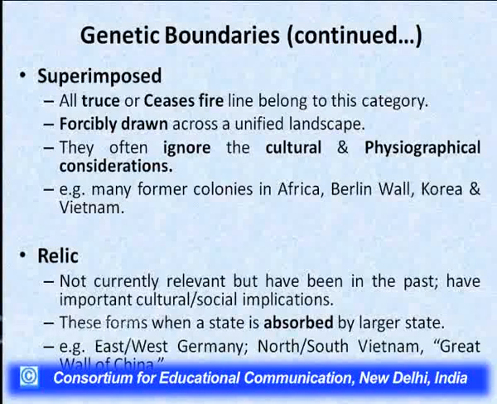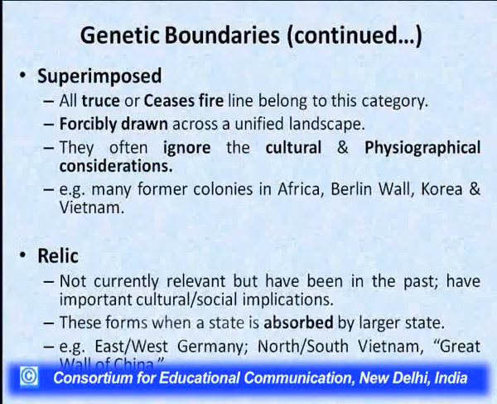Superimposed means we are superimposing the boundaries on a particular region. These are all either truce or ceasefire lines. After the war or after the ceasefire, different boundaries have been devised that are called superimposed boundaries, which are forcibly drawn on that particular zone in that particular region. These ignore the cultural aspect of that region. We can see the example in African regions. The boundaries have been superimposed on different territories because those countries were the colonies of different regions.